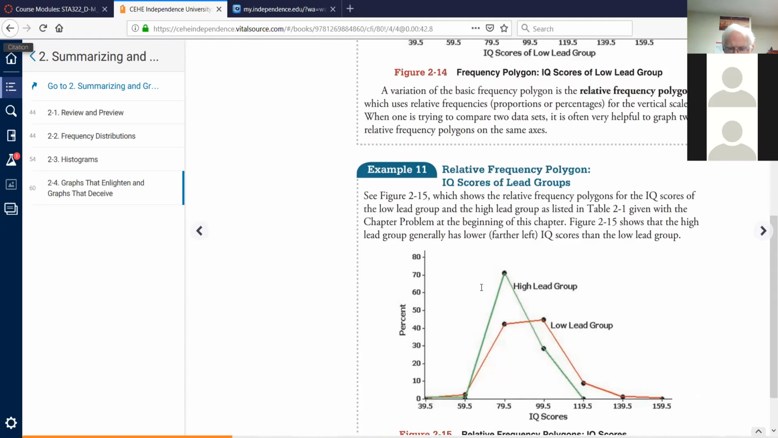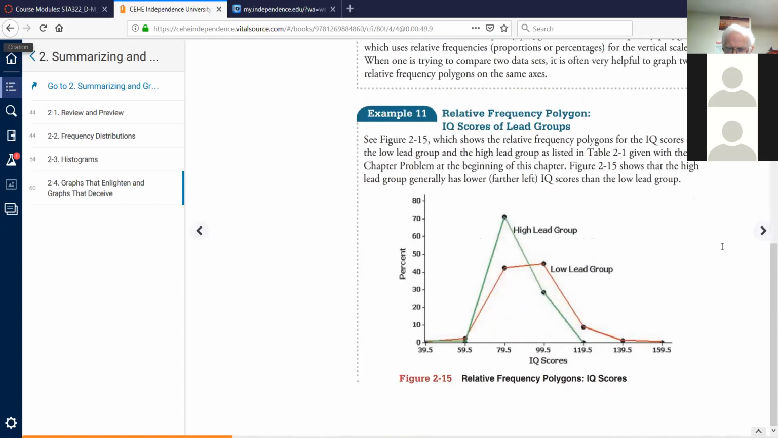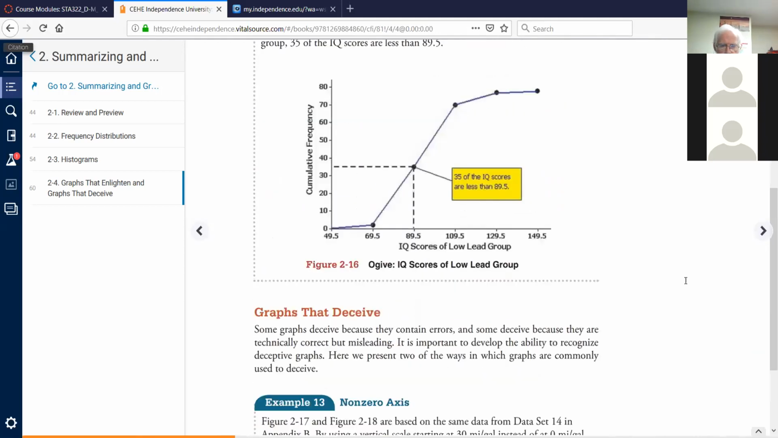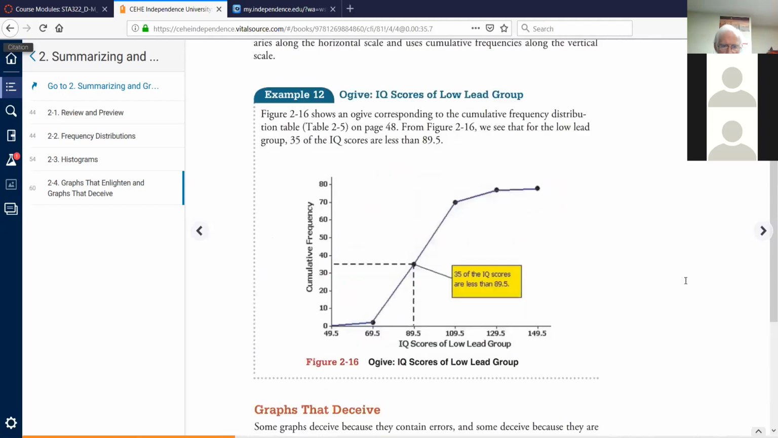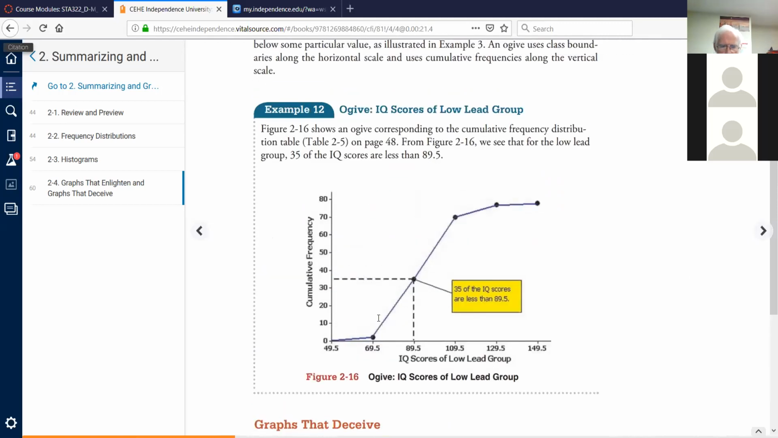Here we're looking at two different groups, high lead and low lead. What looks to be a slight skew to the lower side. So we can compare two different groups using this to see how they compare. An ogive plot merely is the cumulative data, up to, again, the maximum.